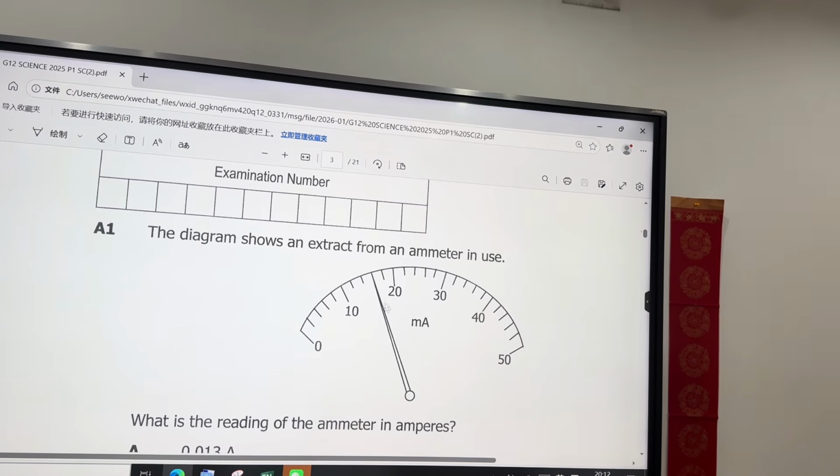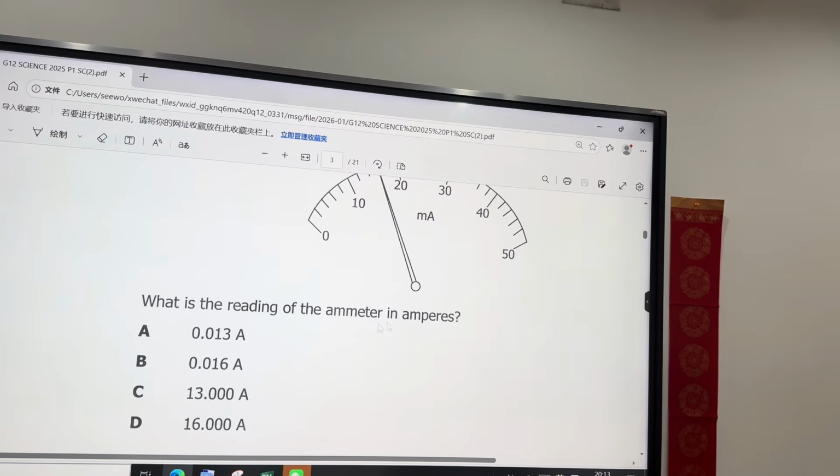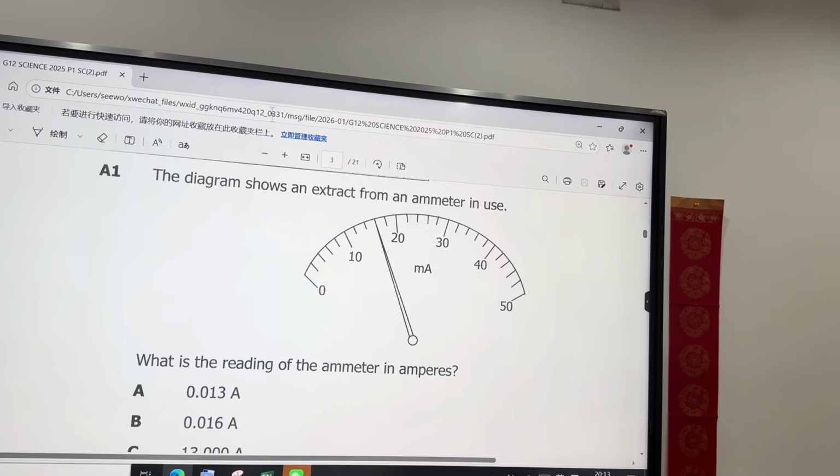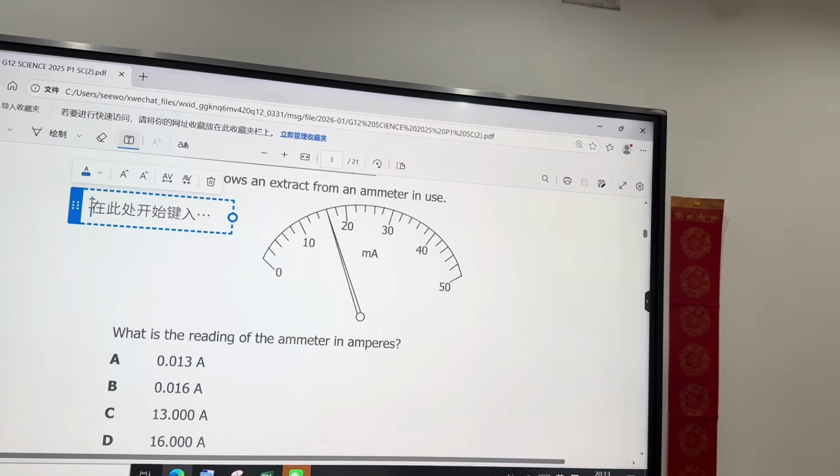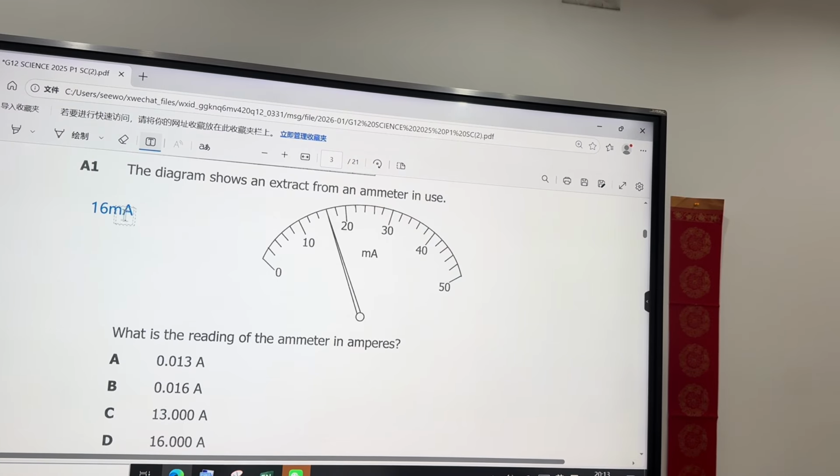So what is the reading here? We are at 10 here. Let's move up to there: 10, 12, 14, 16. So the reading here is 16 milliamps. But they are saying we should read this in amperes or amps, meaning we shouldn't have the milli. So we know the reading there is 16 milliamps. Now this reading has to be in amps.